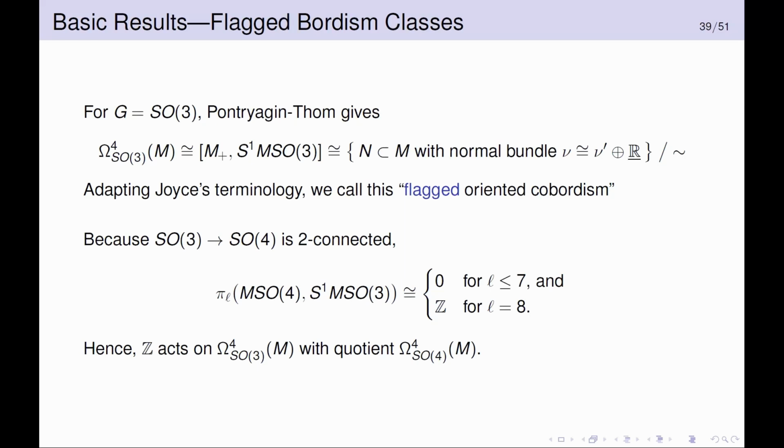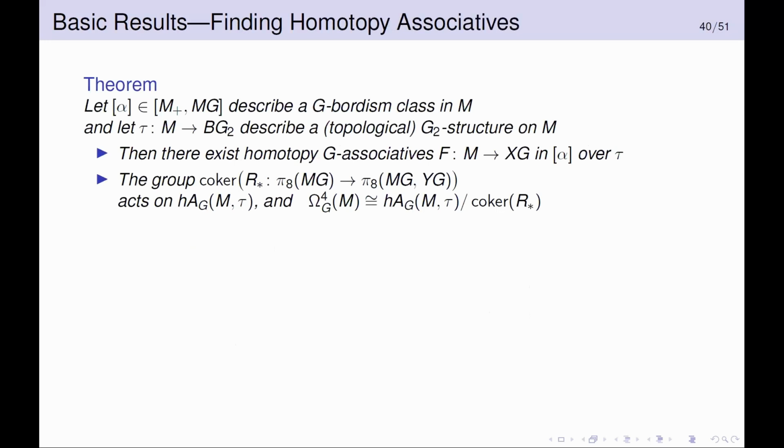In fact, the action is transitive. And the idea of this is really similar to what I told you in the first talk when we were discussing the nu invariant and G2 structures via the Eells-Kuiper invariant. So it's again taking connected sum with a 3-sphere and applying pi 3 of S3, which is the integers. That's how you get this action. So this was the cobordism side of the picture, and now let's go to the homotopy associatives.